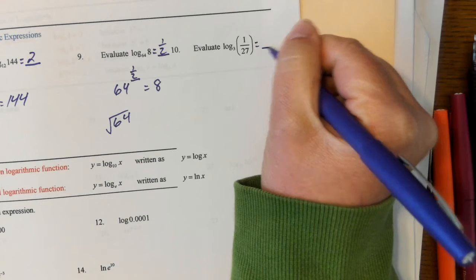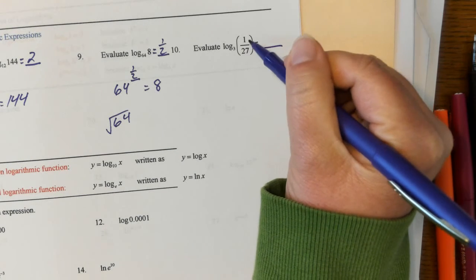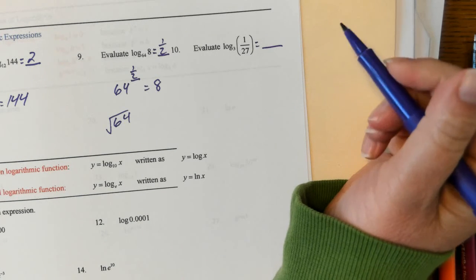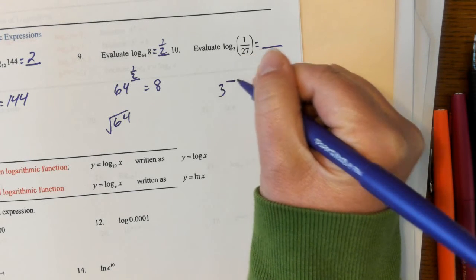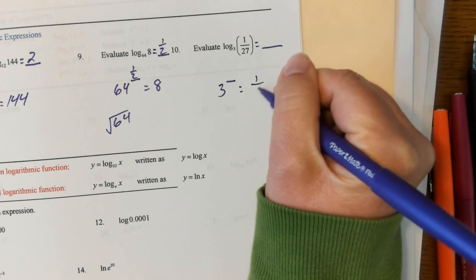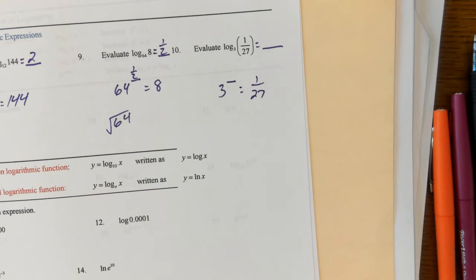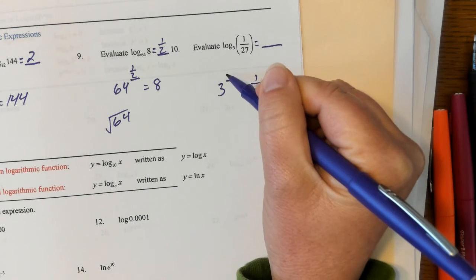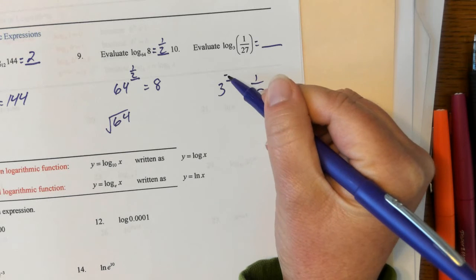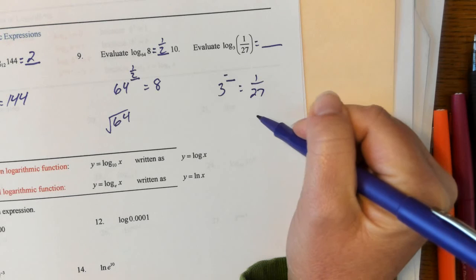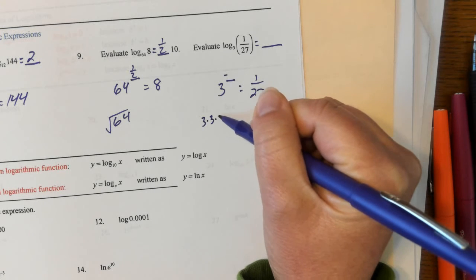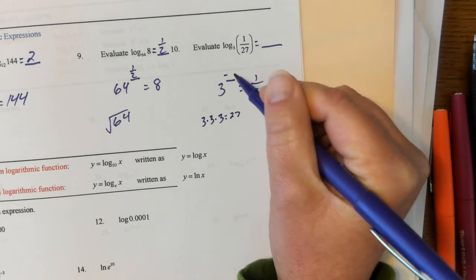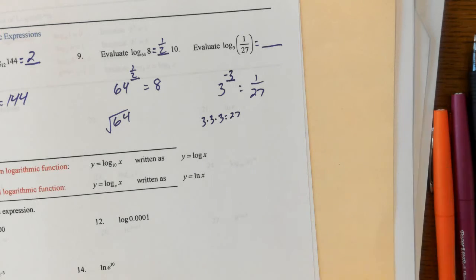All right, next one here. Log base 3 of 1 over 27 equals something. We don't know what. So 3 to the something has to equal 1 over 27. Now, I'm pretty sure that this is going to be a negative number because I know that if you have a negative exponent, it sends that thing down to the bottom. And I also know that 3 times 3 is 9 times another 3 is 27. So I bet you this is 3 to the negative 3.